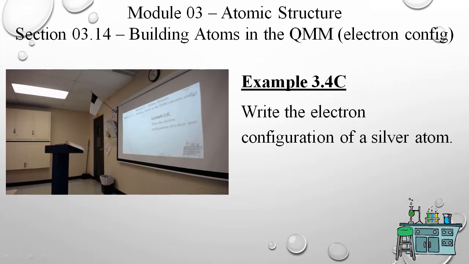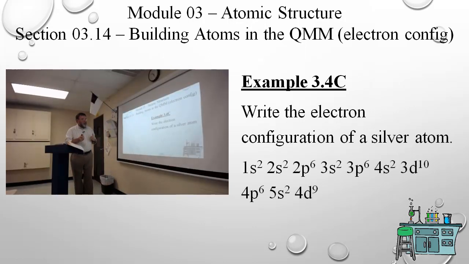4s2, this becomes what? 3d10. Now we're past the d's, we're back to the p's. We go back to the correct energy level. Now we're back at 4p6. 5s2. Now we move into the d's, so we have to reduce the energy level by 1. So it's 4d, 1, 2, 3, 4, 5, 6, 7, 8, 9. There's the electron configuration.